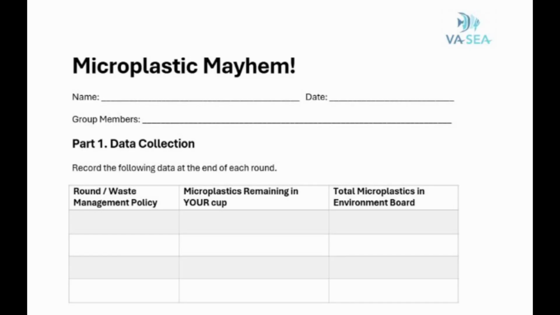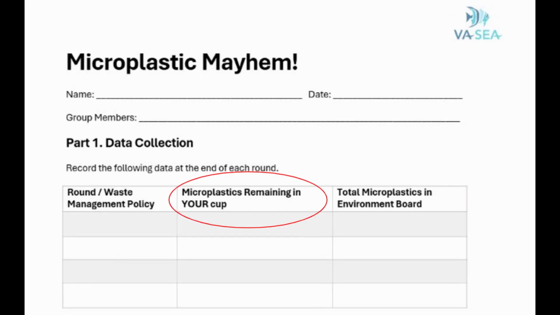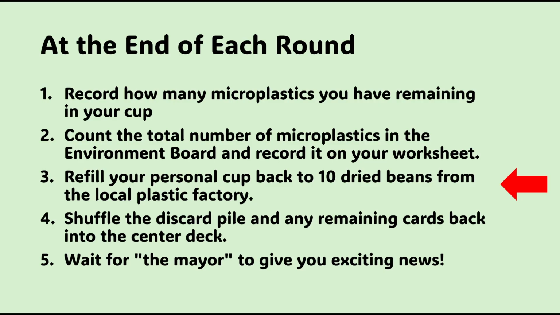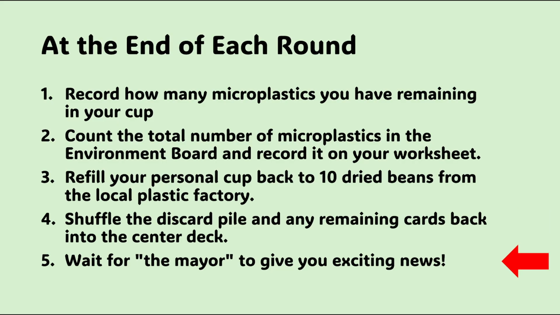On your worksheet, record the total number of microplastics in the environment zone and how many microplastics you shed this round. Then, refill your individual cup back to 10 microplastics, shuffle the discards back into the center deck, and wait for the mayor to give you some special news.